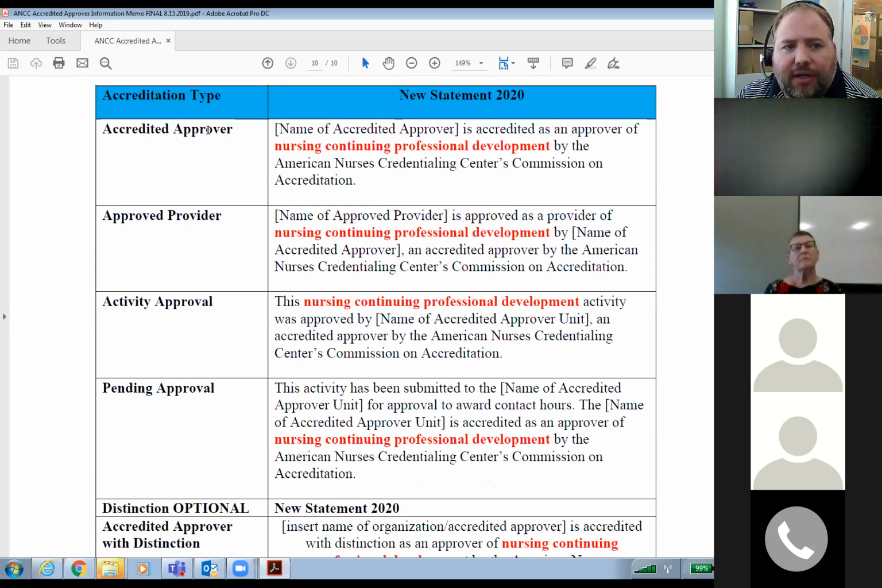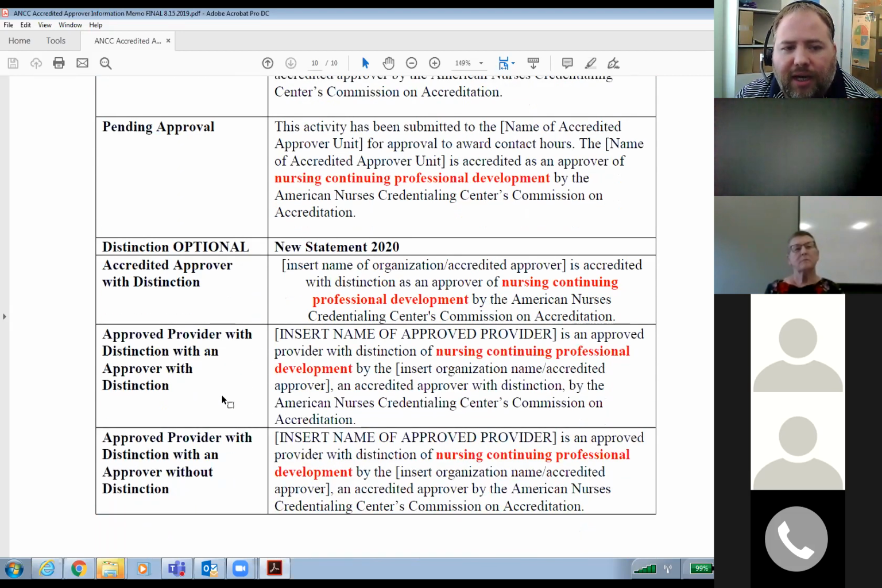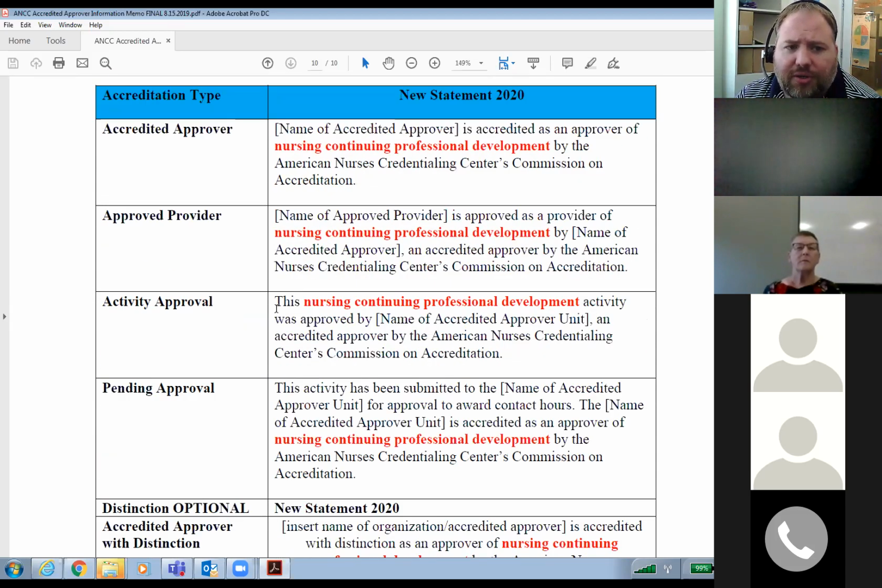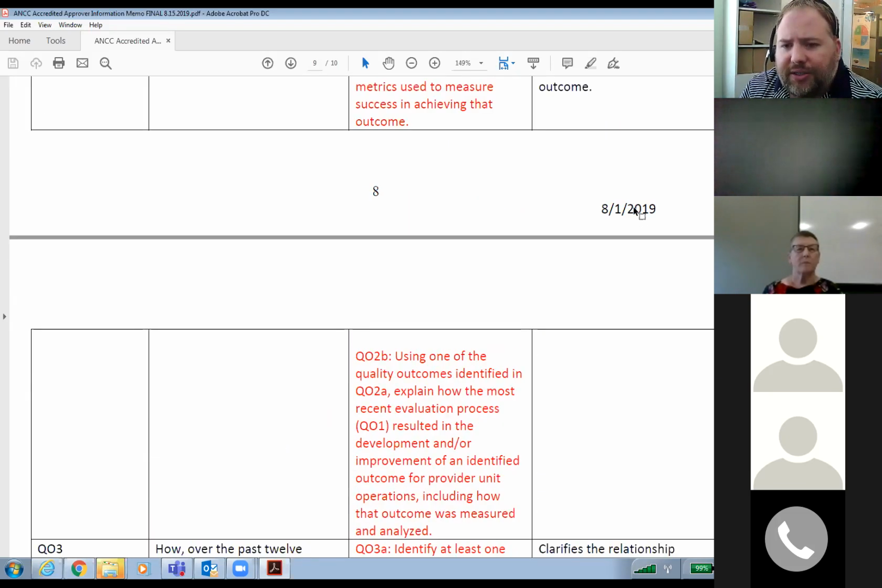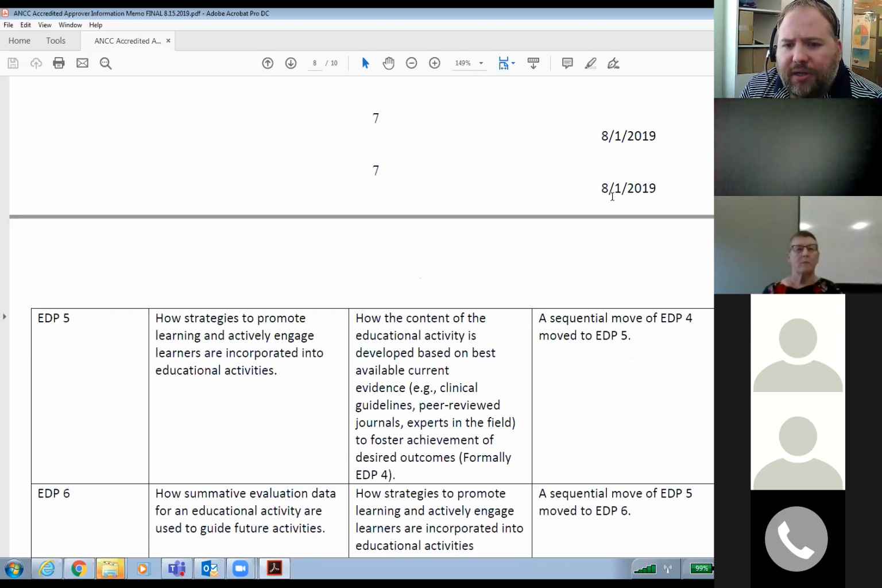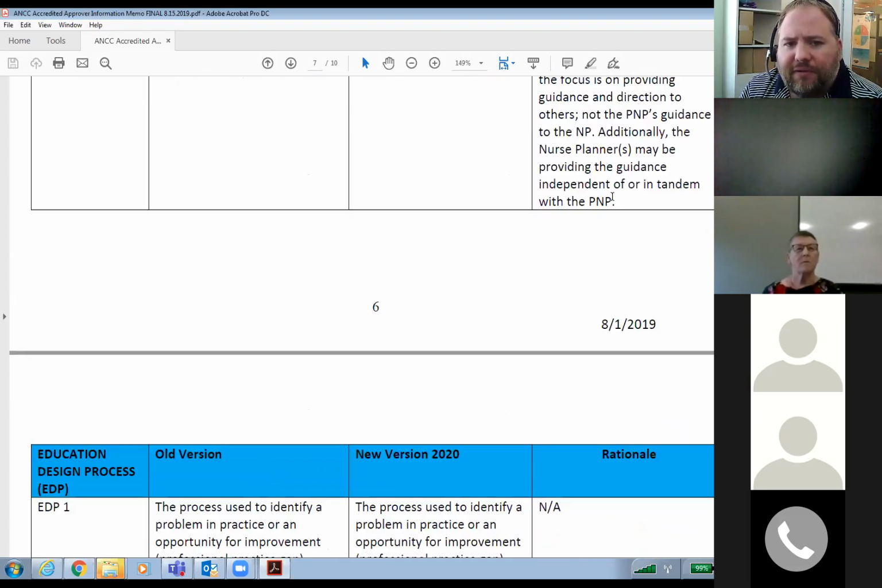But you'll see there's the accredited approvers, approved provider, activity approval, and pending approval. And if you do have distinction, it is an option that you can use your distinction statement, or you can use your regular statement. It really just depends on what you would like. Are there any questions on this criterion change, or anything that I can clarify for you?